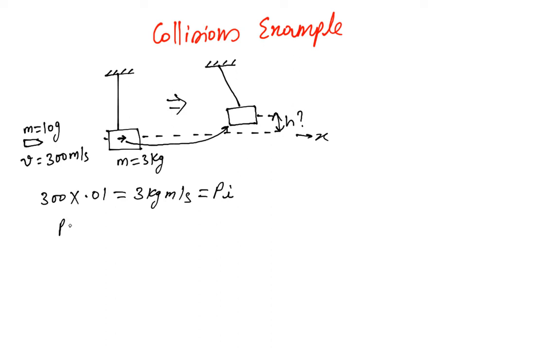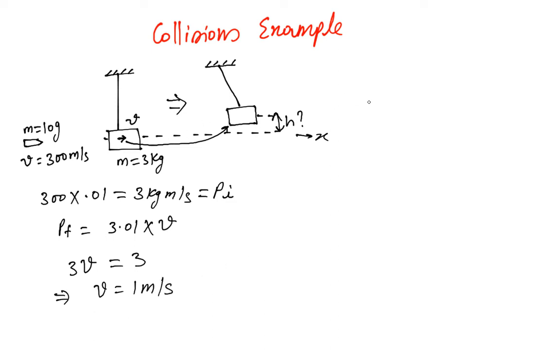So what is P final? Let's say the whole system gains a velocity v at the end. 3.01 is the mass of the total thing, multiplied by v is the final momentum. Now these two should be the same. So we can ignore 0.01 in comparison to 3, because 3 is certainly much bigger than 0.01. So we can say 3v equals 3, and that gives us v equals 1 meter per second.